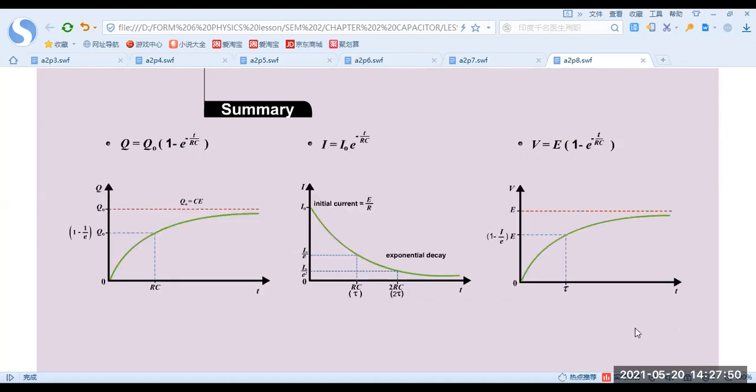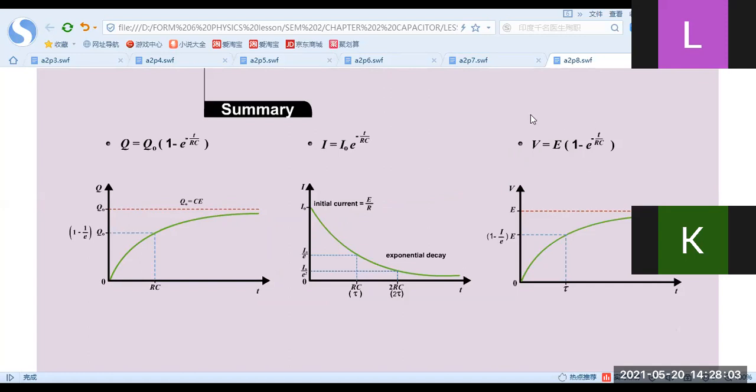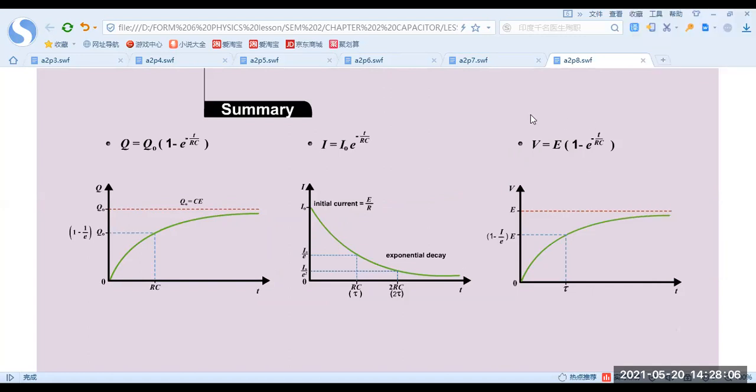As a conclusion, these are the three equations for the charge, for the current, for the potential difference in a capacitor during the charging process. And the graph for the charge and the potential difference, both of them increase with time, where the current reduces with time. This is the process of charging of a capacitor.